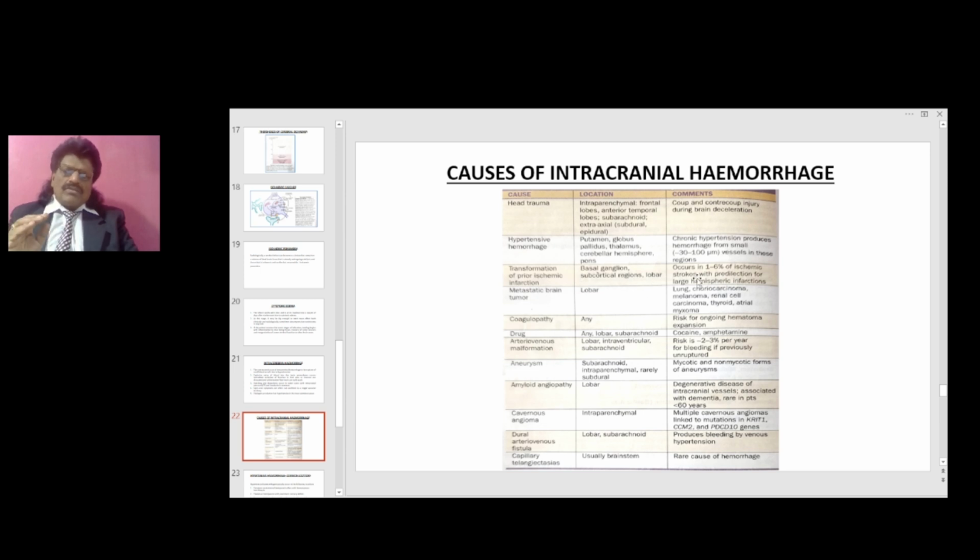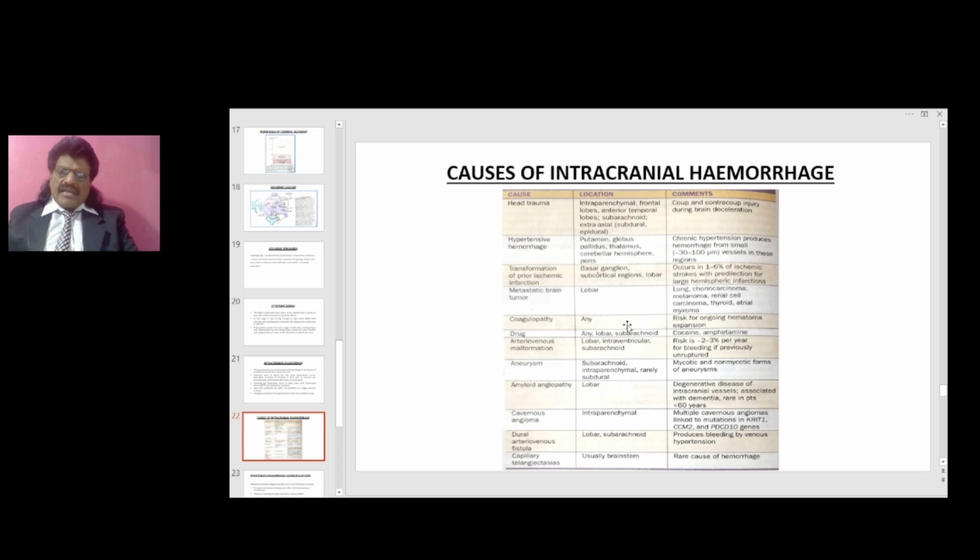It occurs in 1 to 6% of ischemic strokes with predilection for large hemispheric infarctions. So when there is a large hemispheric infarction, there is a chance of transformation of prior ischemic infarction. Metastatic brain tumor, lobar. Usual causes are lung, choriocarcinoma, melanoma, renal cell carcinoma, thyroid and atrial myxoma.